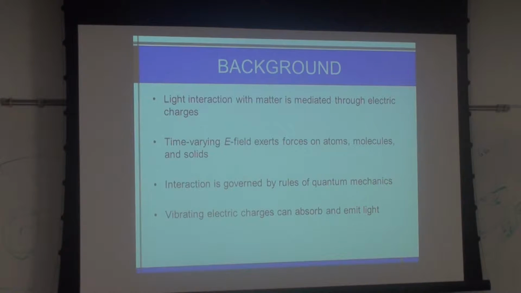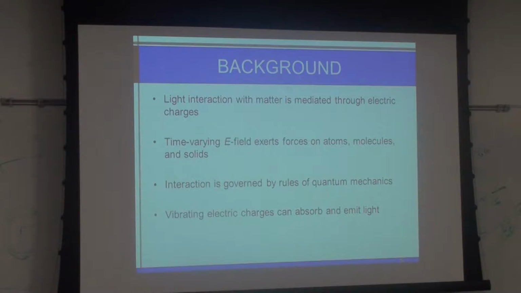Time-varying electric fields, like what you have with light, exert forces on atoms, molecules, and solids. The molecules comprise the atoms, and the solids comprise the molecules, right? The interaction is governed fundamentally by the rules of quantum mechanics. It's just that you don't necessarily need quantum mechanics to describe everything. If you want to describe regular reflection or focusing phenomena, you don't need quantum mechanics any more than you need it to describe a ball rolling down a hill. You can get away with regular Newtonian physics.